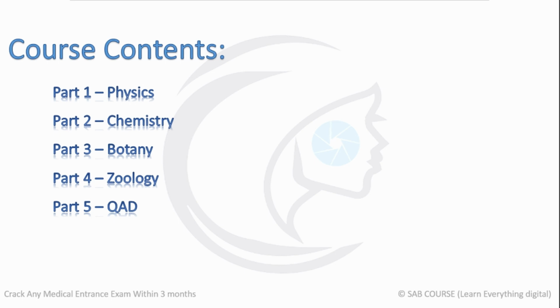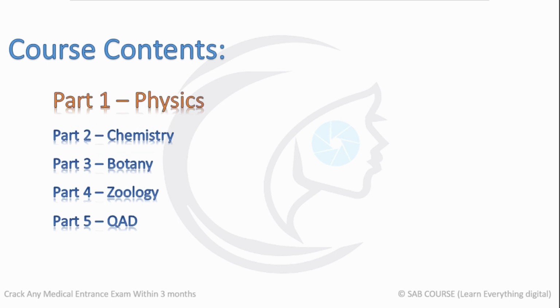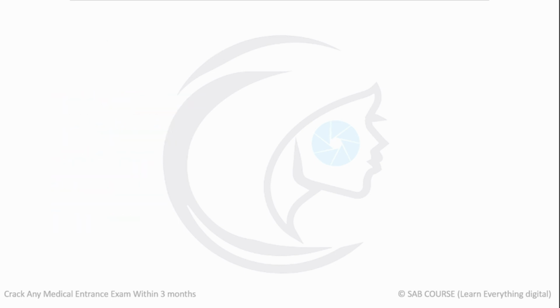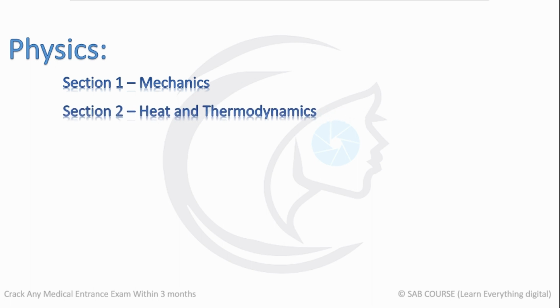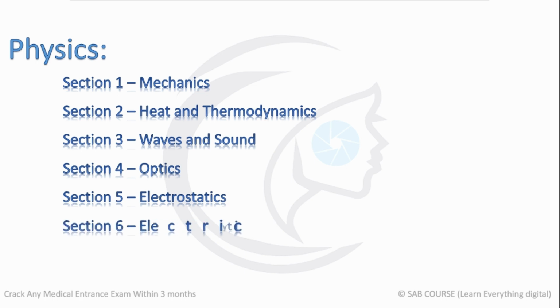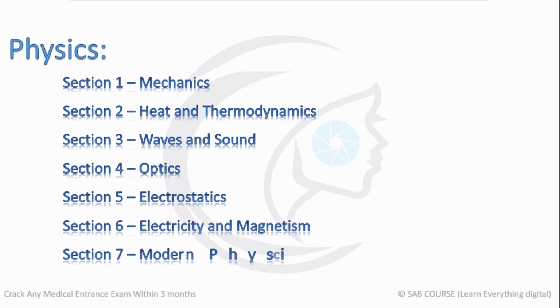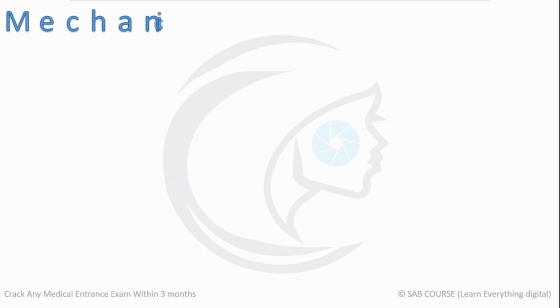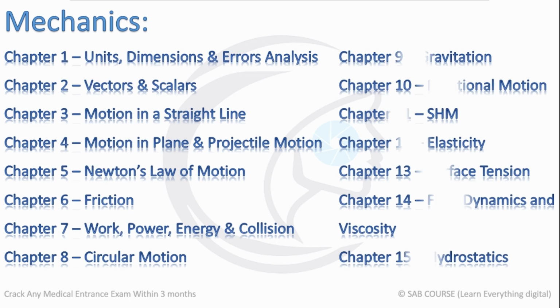Under the physics sections there are 7 modules. First is mechanics, second is heat and thermodynamics, third is waves and sound, fourth is optics, fifth is electrostatics, sixth is electricity and magnetism, seventh is modern physics. Under the mechanics section there are altogether 15 chapters.